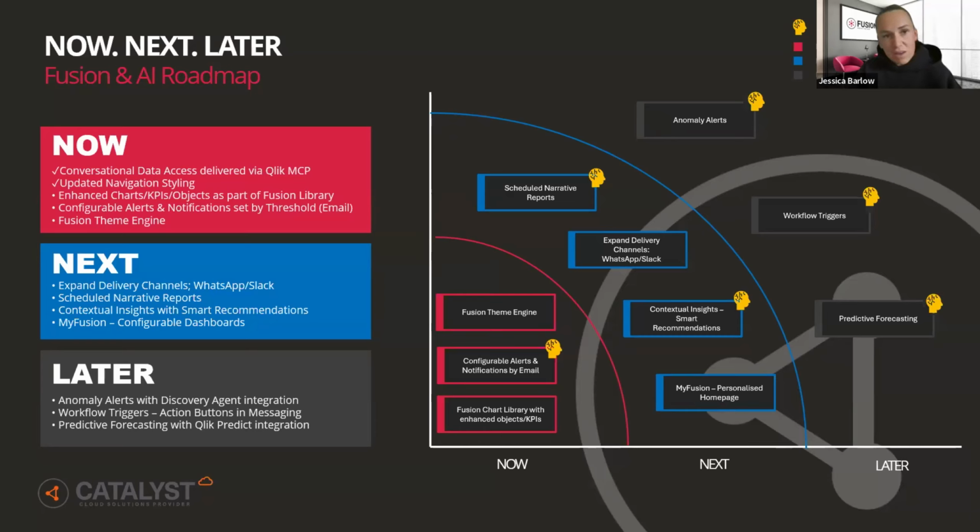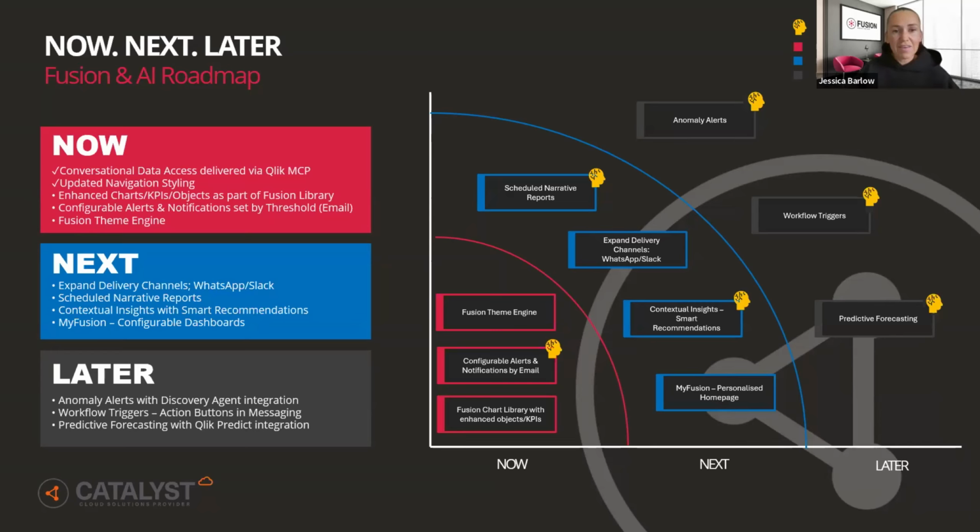We're introducing scheduled narrative reports. So instead of just dashboards, users can get beautiful outputs. They can get structured explanations of really what is going on, not just the data, but what is the story behind it. We're also looking at contextual insights with smart recommendations, a key shift because it's not just showing what's happening, but it starts to suggest what really matters. So next, again, is really about where Fusion starts to feel more personal, more proactive, and embedded into the workflow of our users daily.